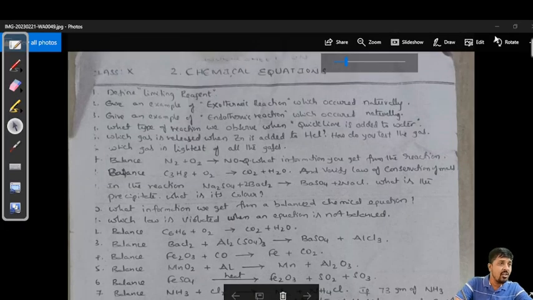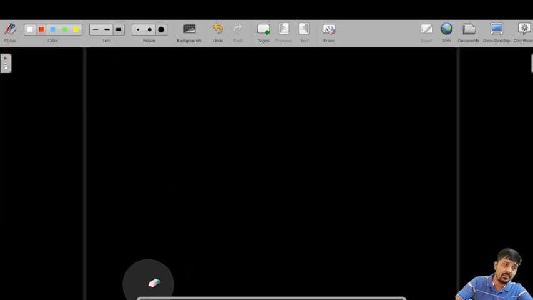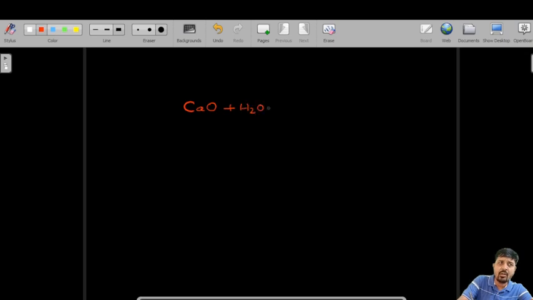So what is the next question? What type of reaction do we observe when quicklime is added to water? So tell me, what is the chemical formula of quicklime? CaO is called quicklime. When it is added to water, then what is going to form? We are going to find lime water, that is Ca(OH)2. And remember, when you touch the walls of the beaker, you will find heat. That's why it is an example of exothermic reaction.